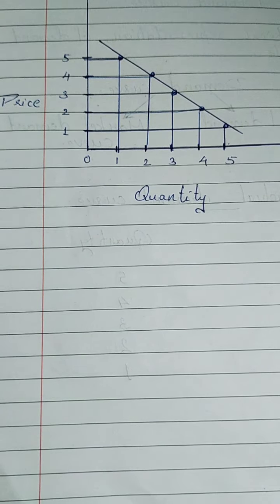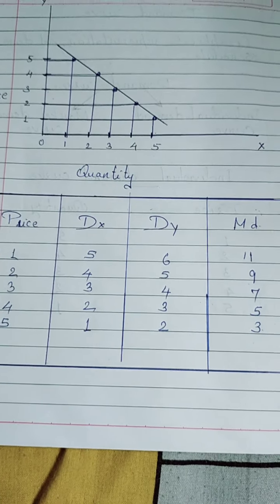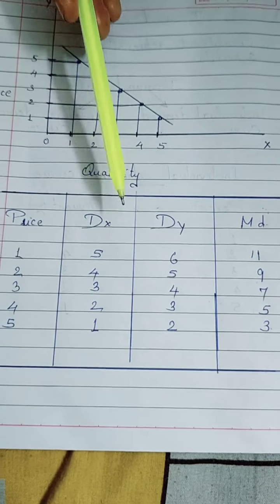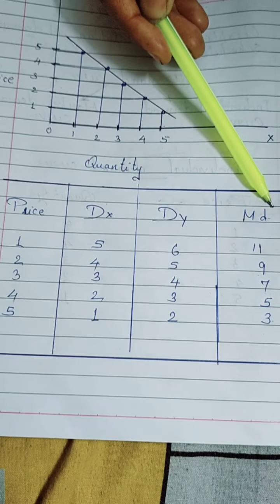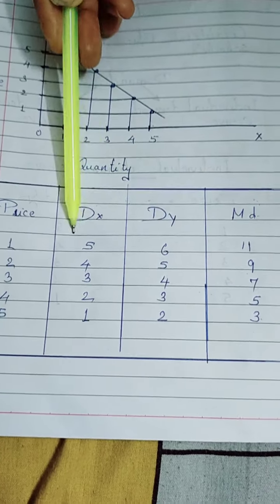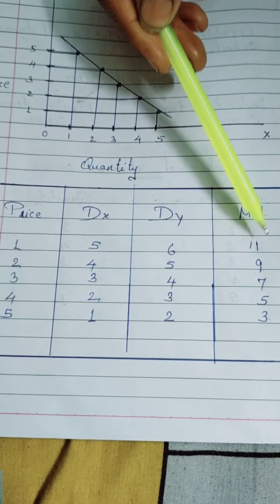I hope it is clear, everyone. Now we will start the market demand curve. For this, in tabular form it is given: price, dx, that is a commodity, this next commodity, and this is the market demand. Market demand means when you add these two. In the tabular form we discussed this same table. 5 plus 6 is 11, 4 plus 5 is 9, and so on.